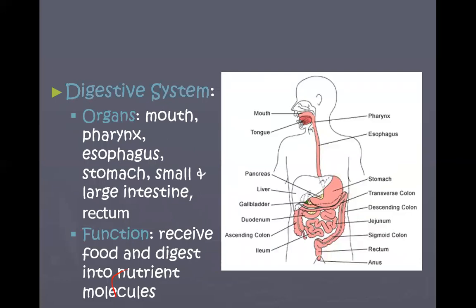Now, there are some organs that are left out here. These are organs that food does not travel through. You ready? Liver, gallbladder, pancreas. Those are 3 organs in your digestive system that food does not travel through. You might be asking, well, then what do they do? They produce or store digestive juices.